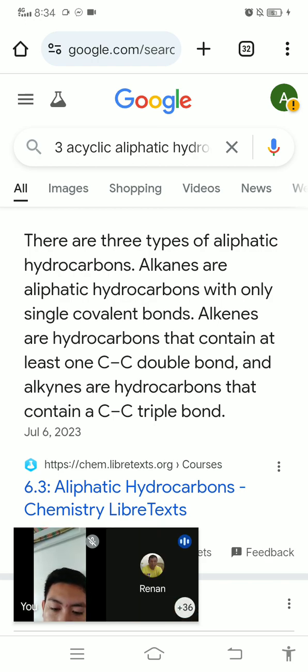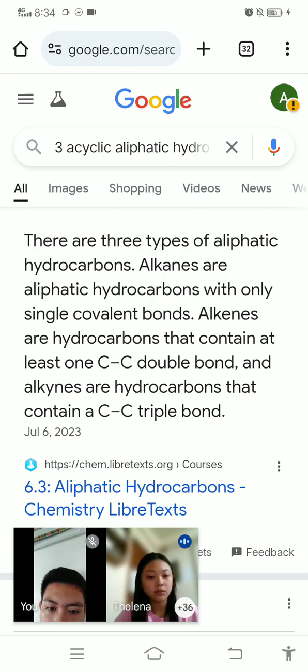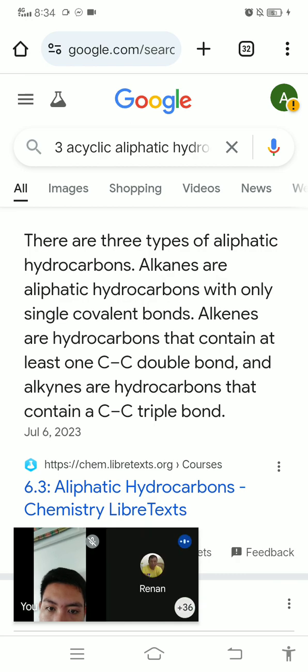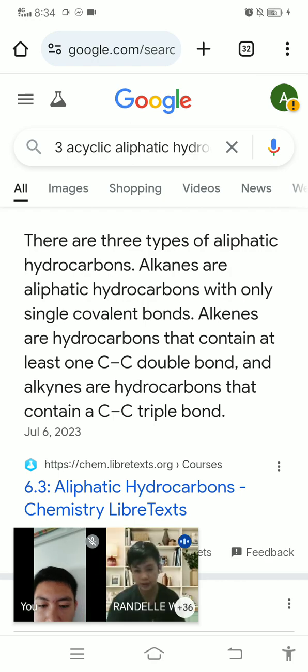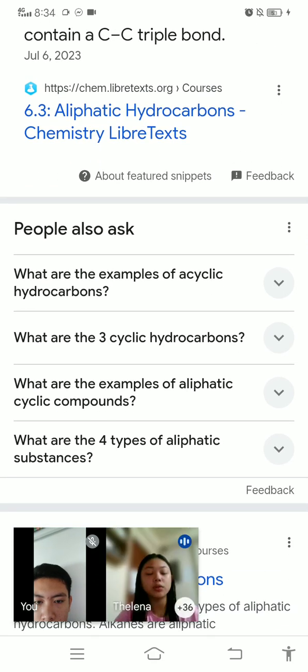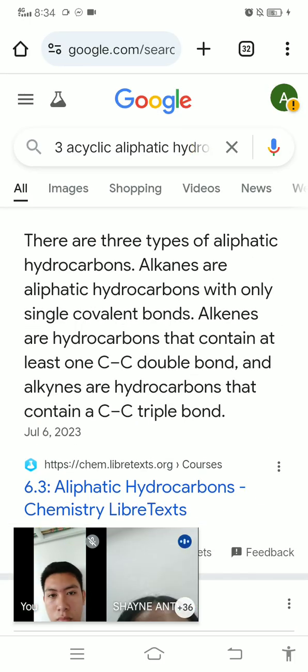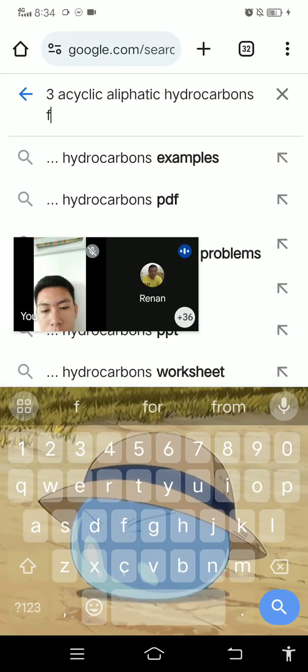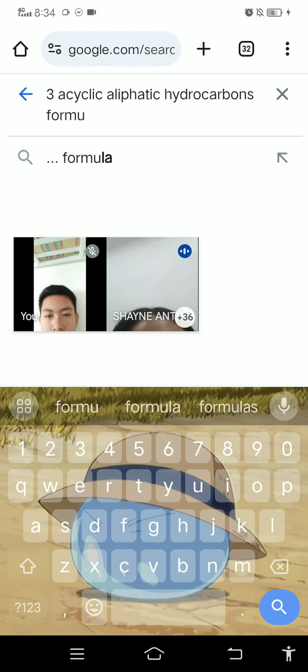Alkene, correct. So can you distinguish each of these aliphatics in terms of formula? Yes, sir. Okay, what are these? CnH2n+2 for? Alkane. CnH2n for alkene. CnH2n-2 for? Alkyne. Yes, alkyne.